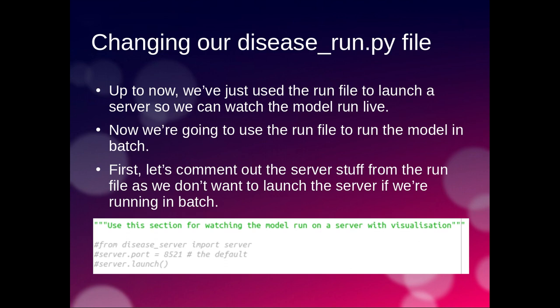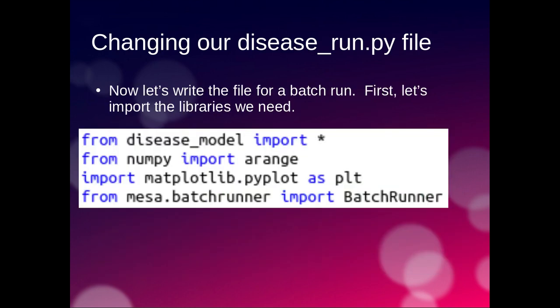So in case we want it again, let's just comment out the 3 lines of code that are already there in the run file. I'm just going to put little hashtags in front of them to comment those things out. Then we can start writing our run file for running it in batch.